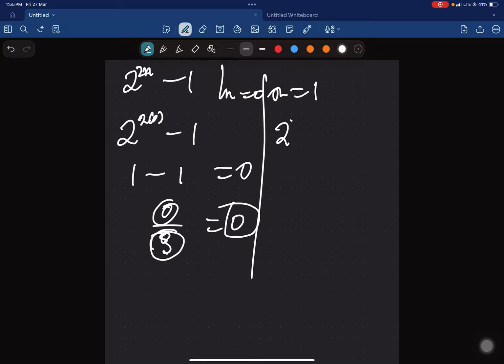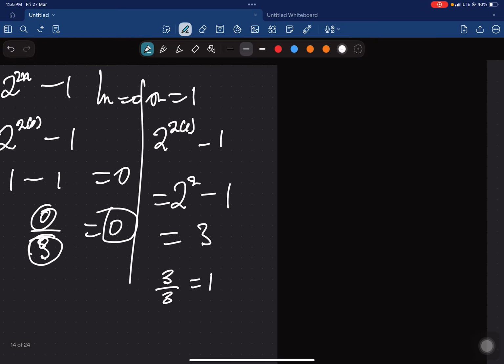Now let's do for n equals 1. We get 2 to the power 2 into 1 minus 1, which is 2 to the power 2 minus 1, which is 3 as a result. And of course 3 divides 3 and gives us 1. So now we verify for at least two of them, which is n equals 0 and n equals 1. Okay, now let's do the implication.